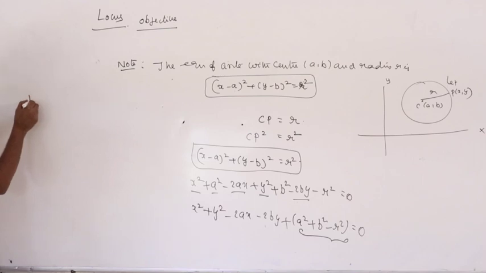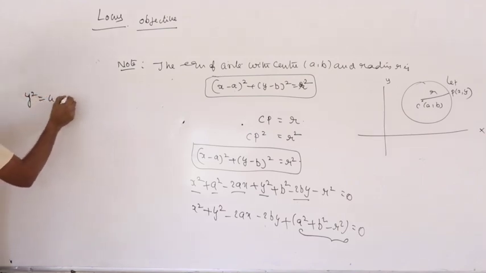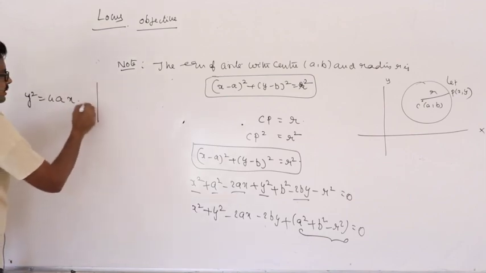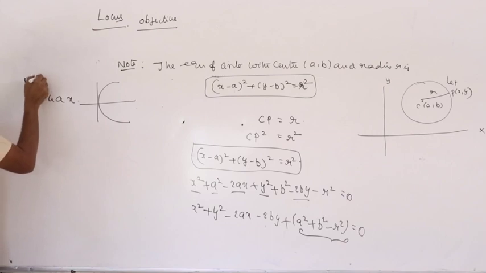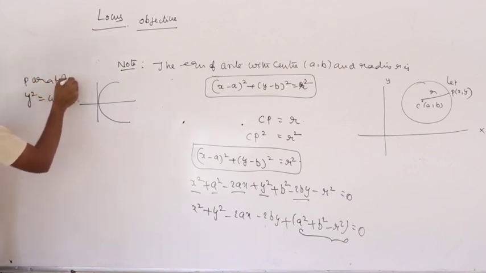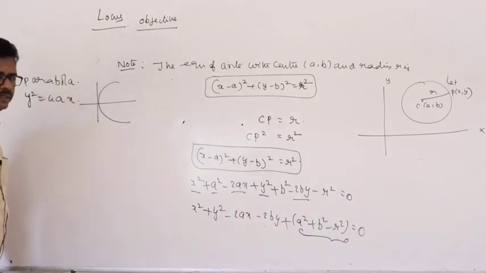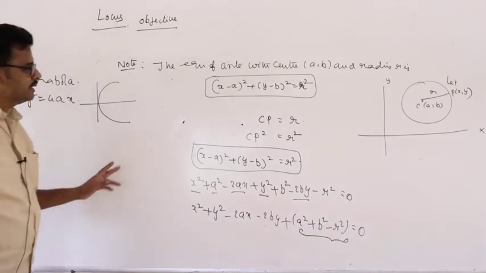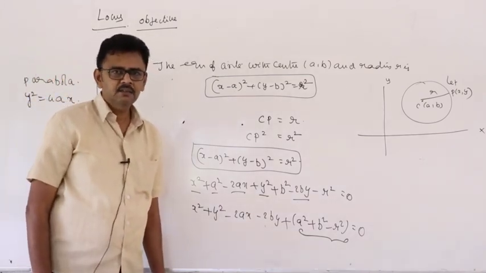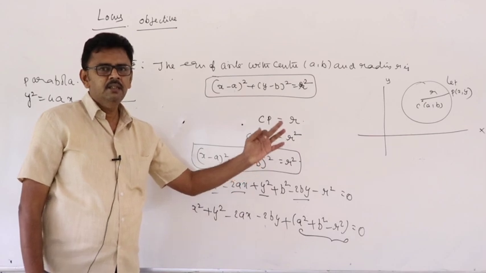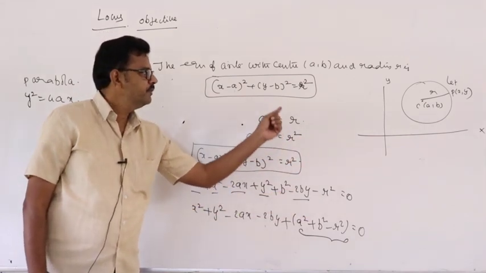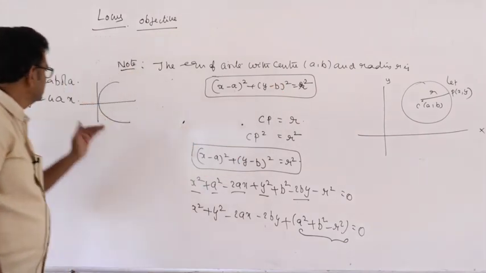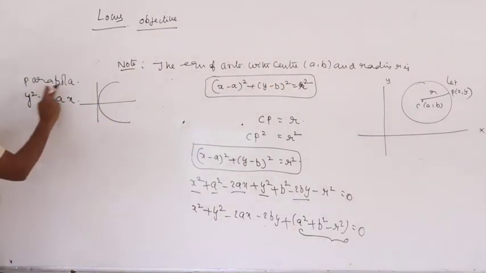And this is y² = 4ax. This is a parabola. Actually, for full, detailed information you will get it in the second year topics: conic sections, parabola, circle, ellipse, hyperbola. These are the main topics in second year. Just a brief idea. So this is the standard form of the parabola equation.